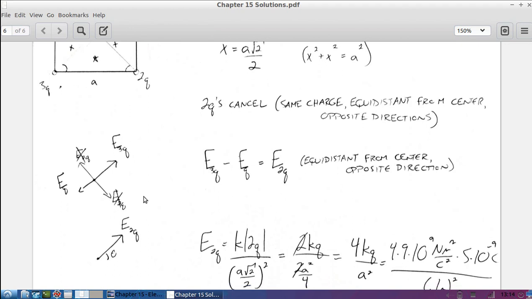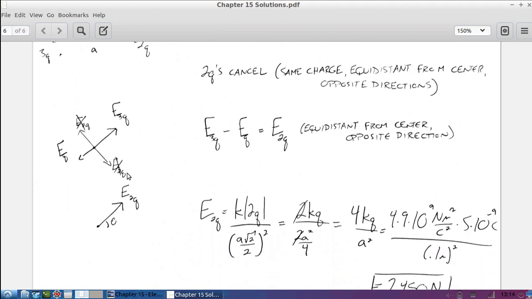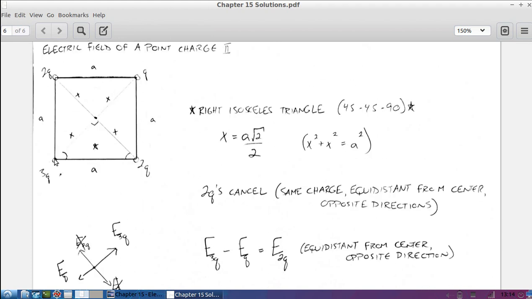So my net electric field at the center I can rewrite as just E sub 2q in the positive x and the positive y direction, right? So these two E fields are canceling each other out. This one is 3 times as strong as this one. So this minus that is just E2q. So that saves me a lot of work. Now I only have to deal with the electric field due to one 2q charge in the bottom left corner of the square.